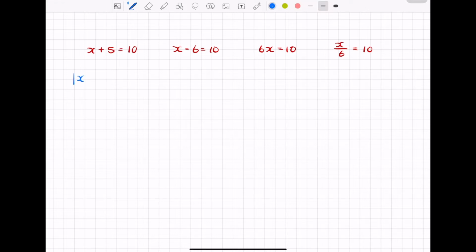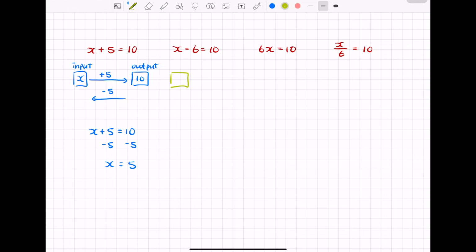Let's have a look at these examples. X is the input. We then add 5 and the output is 10. Therefore, to go backwards, you have to subtract 5. So, to make X the subject, we will need to subtract 5 from both sides. X is going to be 5.